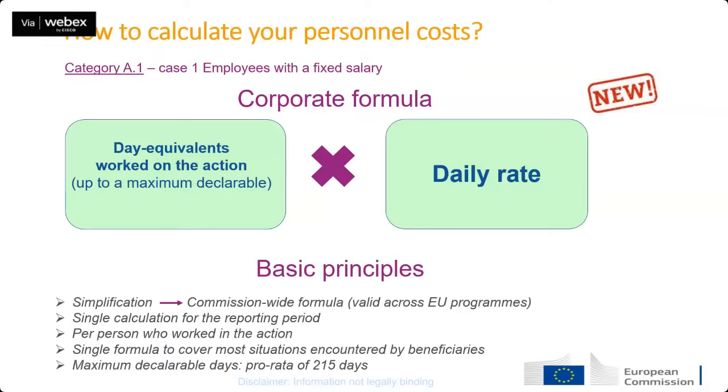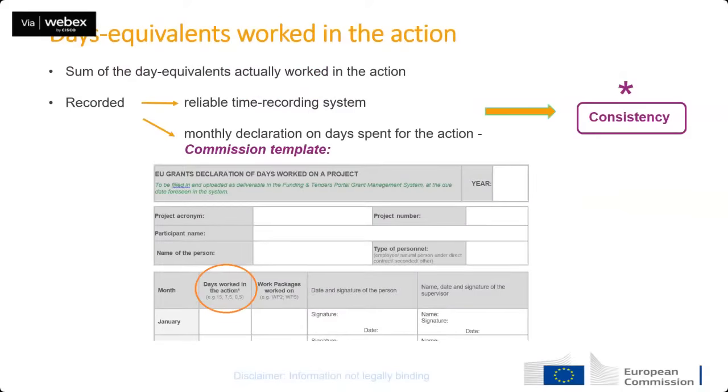So this is a lot of information, but we are going to break down every part of the formula, and hopefully we can have some clarity on their parts. So first of all, what are the day equivalents worked on the action? It's simply the sum of the day equivalents that actually work in the action, and then we are going to round them to the nearest half.